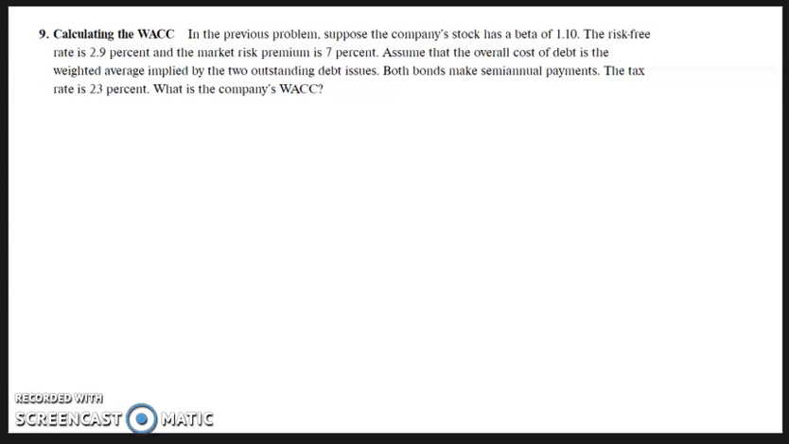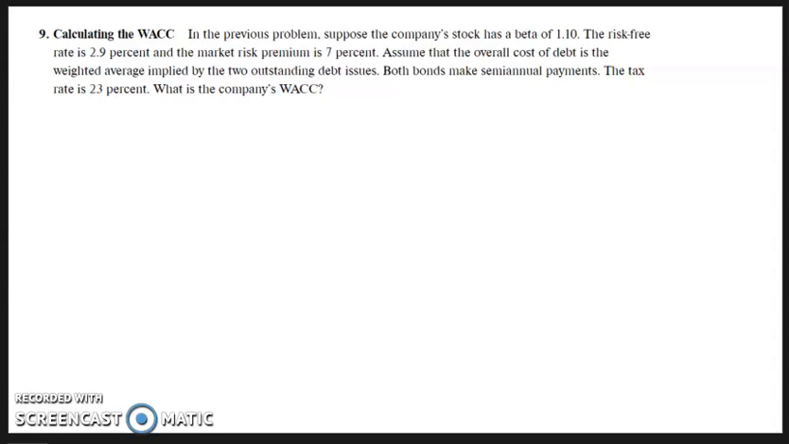So, chapter 13, problem number 9. This continues from the previous problem: calculating the weighted average cost of capital.